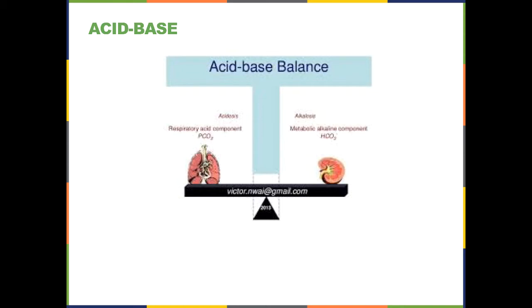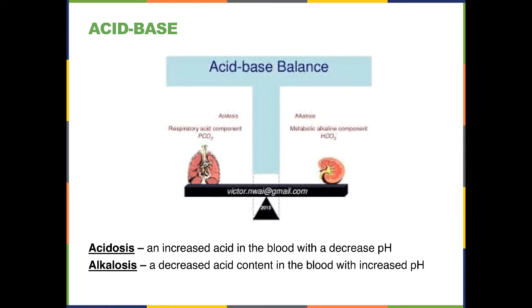The other thing that the kidneys do, in addition to helping control blood pressure, is act on controlling the acid-base balance in the blood. If you have too much acid, the term acidosis is used. If you have too much base, the term alkalosis is used. So an acidosis is an increase of acid in the blood with a decrease in pH. An alkalosis is a decrease in acid in the blood with a concomitant increase in pH.